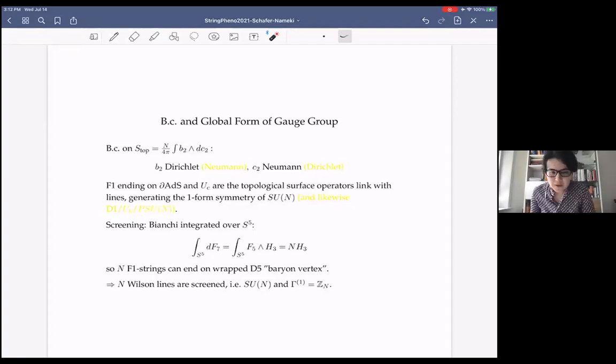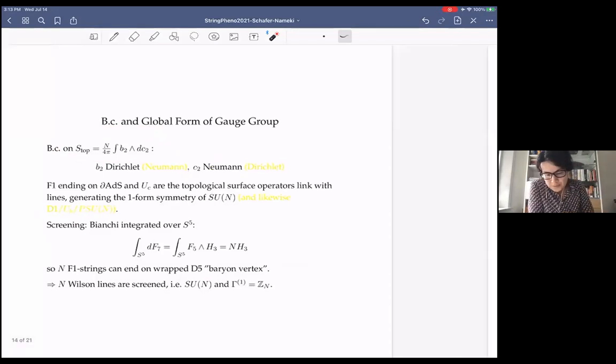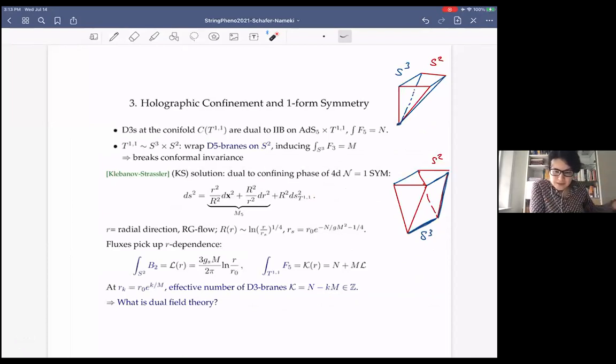A nice way to see that these line operators have a Z_N one-form symmetry is to look at the Bianchi identity for the supergravity theory and integrate it over this S5 sphere. For dF7, the Bianchi identity is F5 wedge H3. We have 5-form flux, so this is just N times H3. All this is saying that N F1 strings can end on a wrapped D5 brane, and that's the baryon vertex. So N Wilson lines can be screened, and so this has a Z_N one-form symmetry. That's, of course, the simplest possible thing. There are many other boundary conditions, and there's a way to encode them in a version of this action in quite some generality. Okay, so that's the AdS/CFT version.